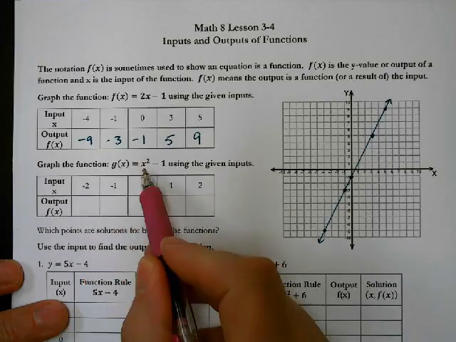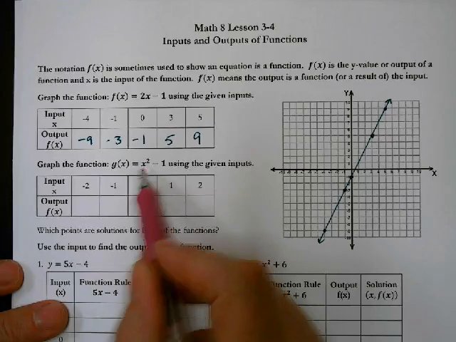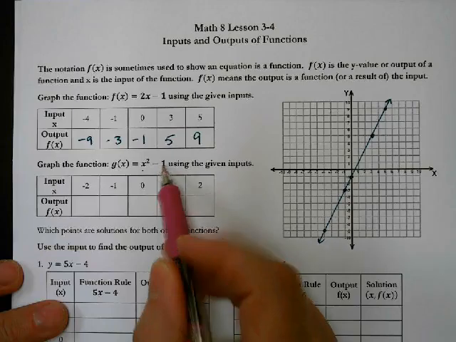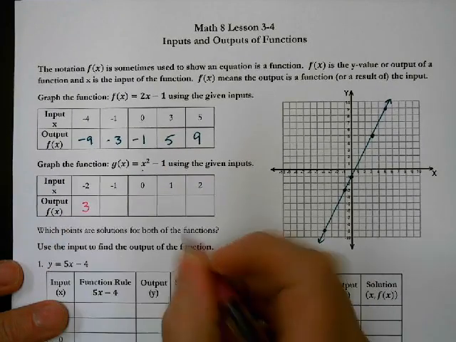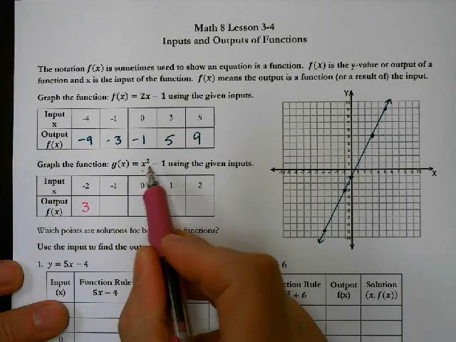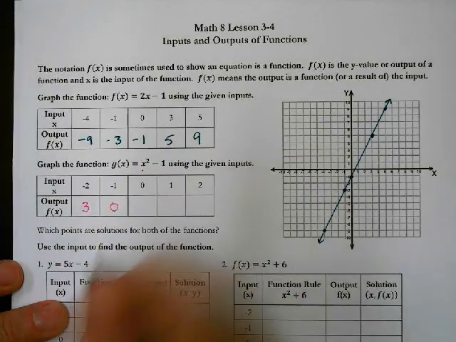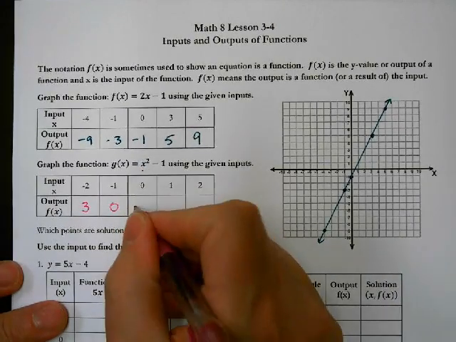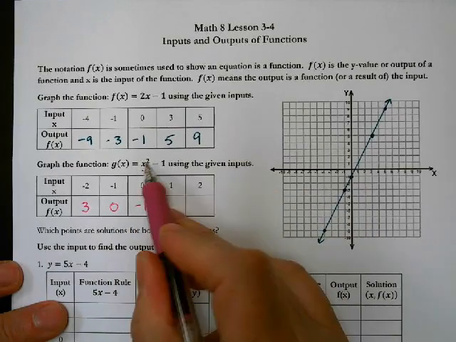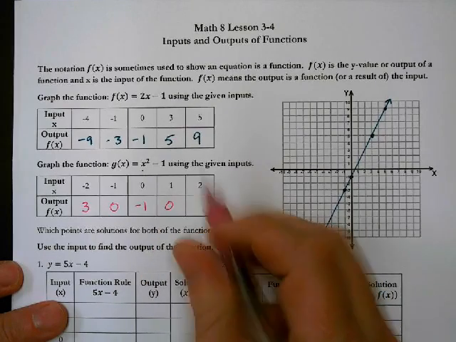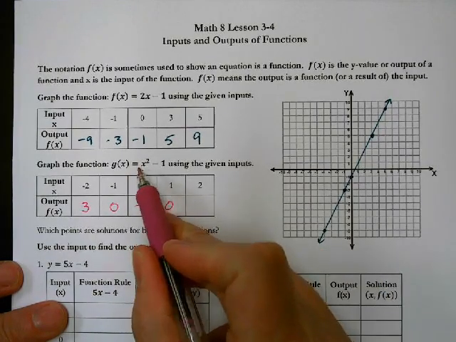So if I plug in -2, remember, if you square a negative, it becomes positive. Because if I plug in -2, that's -2 times -2, 4. 4 minus 1 is 3. If I plug in -1, -1 times -1 is 1. 1 minus 1 is 0. 0 times 0 is 0, minus 1 is -1. 1 times 1 is 1, minus 1 is 0. 2 times 2 is 4, 4 minus 1 is 3.